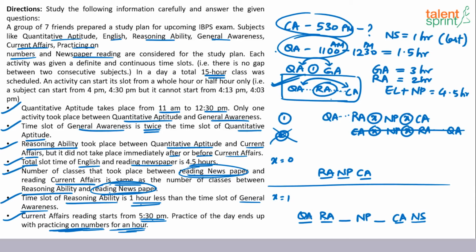Again, observe. We know that quant and general awareness have only one subject between them, so general awareness comes here. So 1, 2, 3, 4, 5, 6 subjects are done, and this has to be English language. Now try to fix the timings. If timings can be fixed here, then everything is done. Otherwise, you'll have to jump to case number 1, which we have not concluded yet. Right? So quant starts at 11 a.m. It goes till 12:30. So 11 to 12:30.